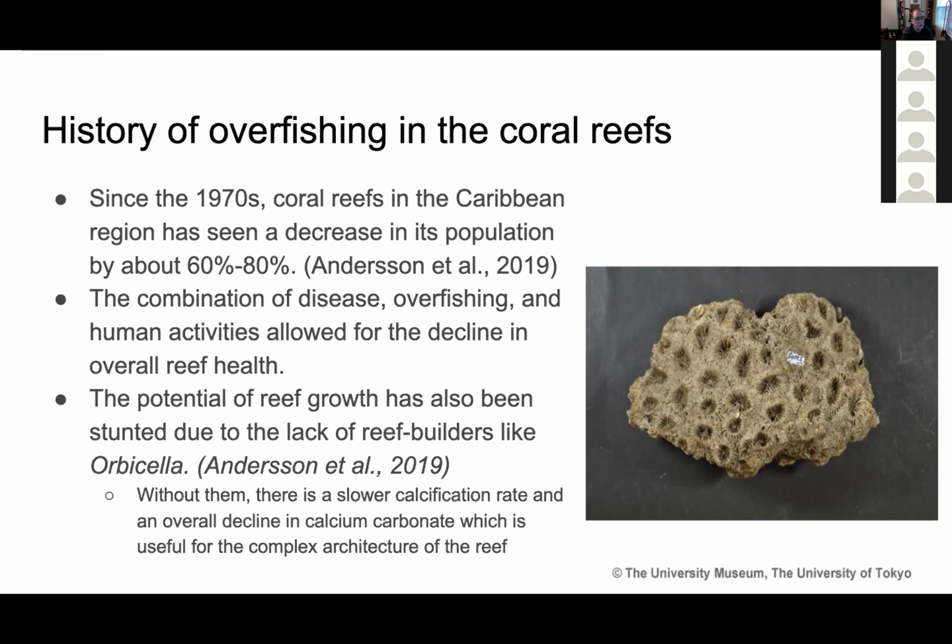The introduction of fishing herbivorous fish, as well as the mass mortality of sea urchins, allowed for fleshy algae to dominate to the detriment of these coral reefs. This, combined with the decline of reef builders that provided structural integrity to the reef framework, only compounded the issue. Since the 70s, reefs have seen a decrease in population by over 60%, which is pretty astounding.